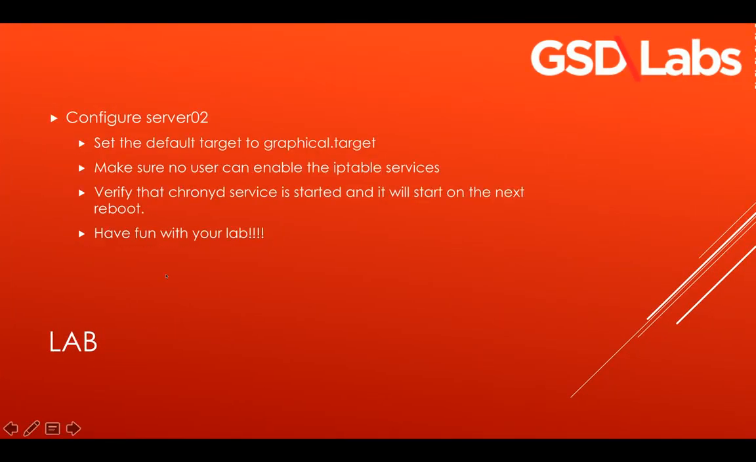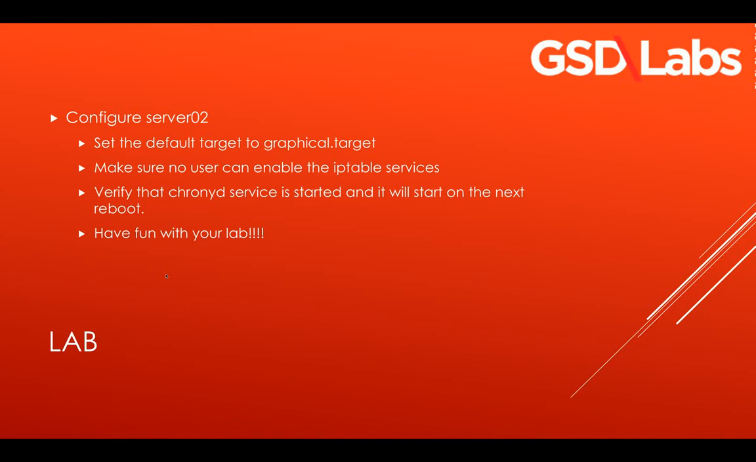The next step would be to do a lab by yourself. So just go in and complete these tasks that I'm including here. First, set the default target to the graphical target, then make sure that no user can enable the iptables service, and then verify the crond service is started and will start the next time. And just have fun with your lab.